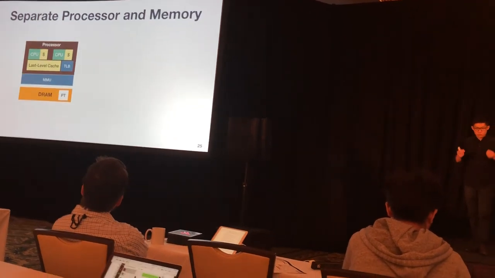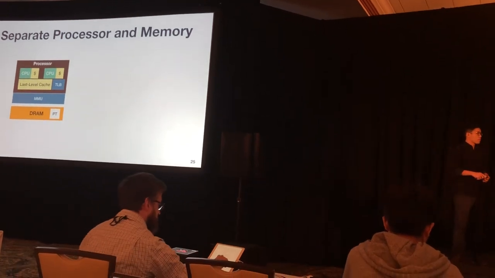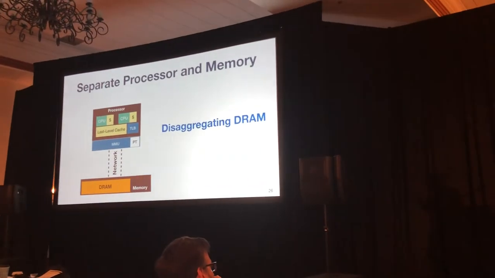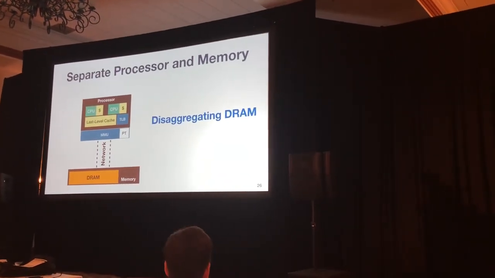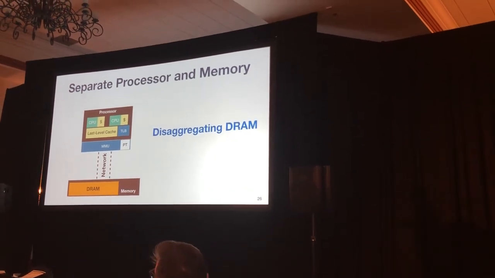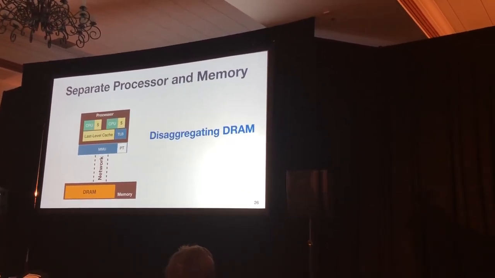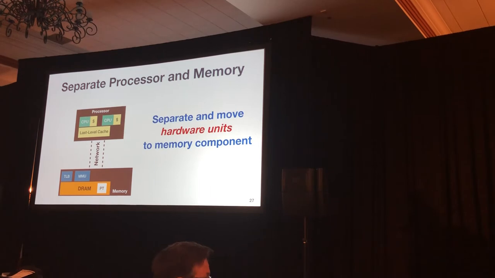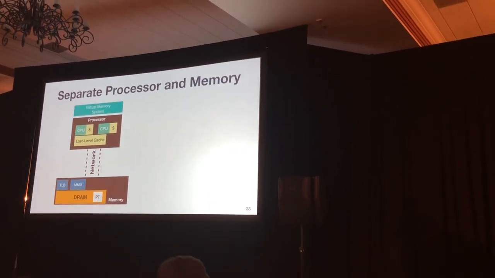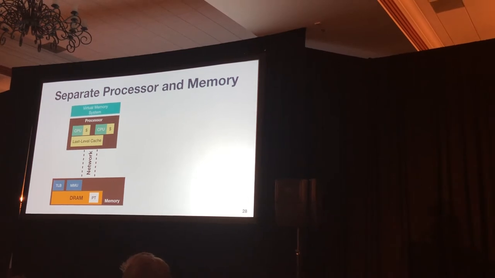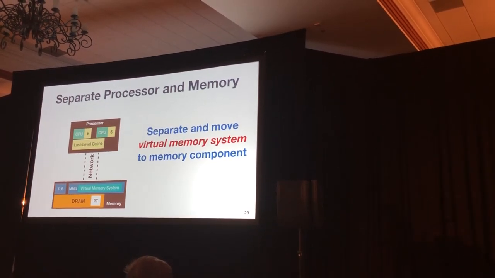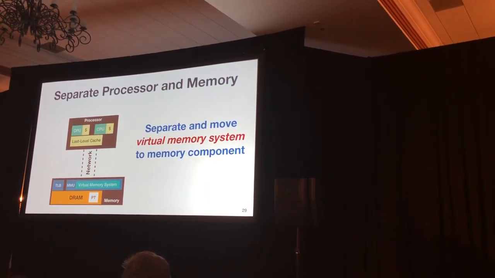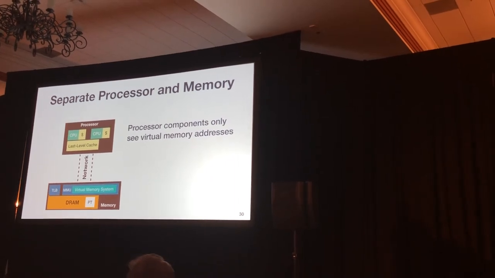Now let's see how we apply the first principle to separating processor and memory. The first thing we do is, of course, move the memory resource, which is DRAM, across the network. In addition to moving DRAM, we also move the memory-related hardware units, such as the TLB or MMU, across the network to the memory component. Now we've moved hardware units, how about software, which is OS functionality, the virtual memory system? We move the virtual memory system to the memory component as well, and we write it in the controller of the memory component. After moving all these units, the processor now only sees virtual memory addresses.